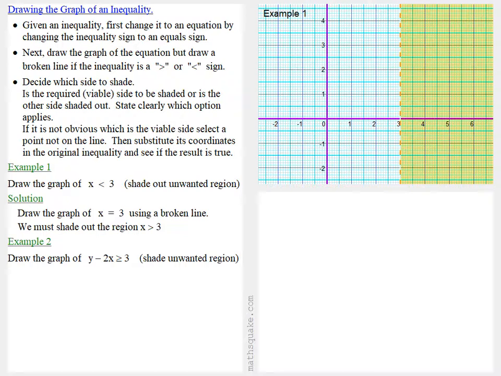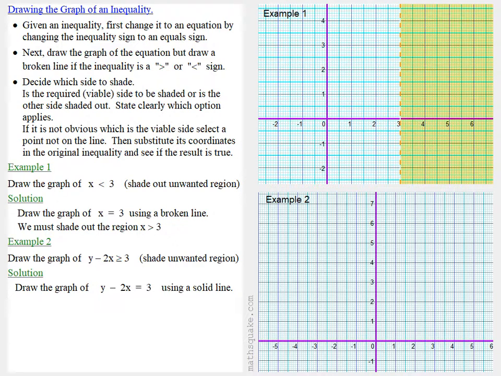and we want to shade the unwanted region. Now to do this, we draw the graph of the equation y minus 2x equals 3, and we use a solid line because the inequality is greater than or equal to. Now to do this, it's probably best to draw out a table of x and y, choose some values of x, minus 2, 0 and 2 for example, and then work out the values of y.